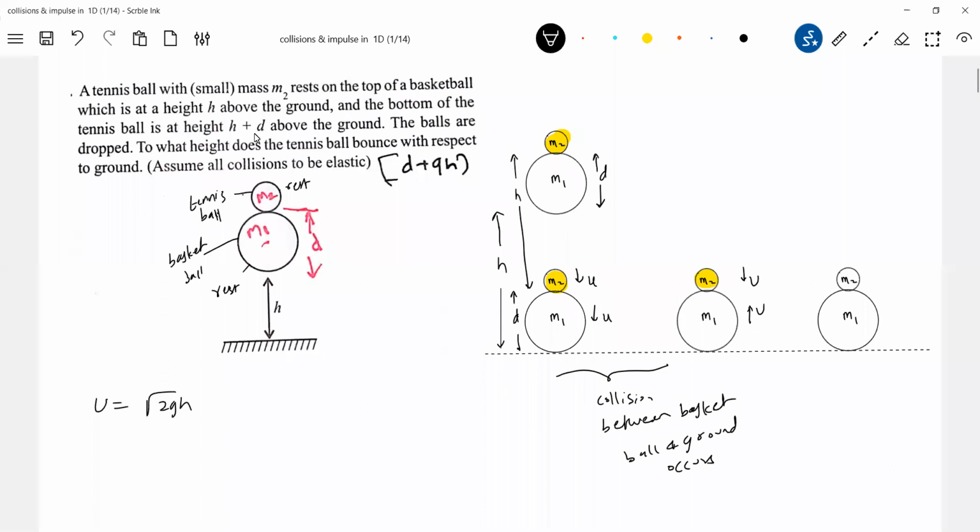And look at this one, small is telling small. What do you expect will be the velocity of the basketball after collision? It remains the same. Only that of the tennis ball will change. To what height this particular tennis ball will rise from the ground is what is asked. We have to calculate the value of V.